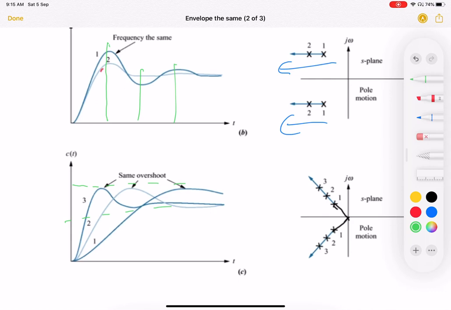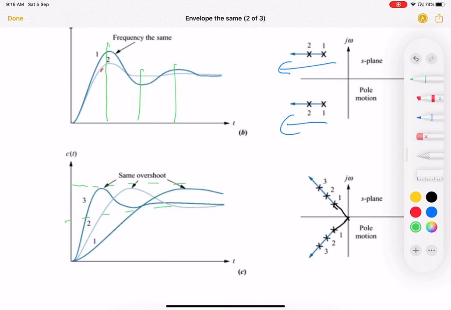As the pole locations change from 1 to 2 to 3, you are both increasing the frequency of oscillation, and you are also decreasing zeta. You are also increasing zeta omega n in the negative direction. So that is why, as you increase the frequency of oscillation, the envelope here in this case, you see the frequency of oscillation is more in case of 3, less in case of 2, and lesser in case of 1. In a similar way, the envelope would be decreasing faster in case of 3, slower in case of 2, and slower still in case of 1.